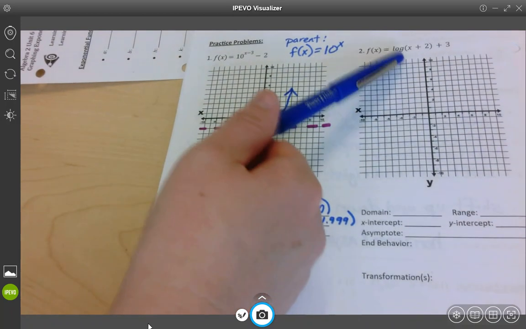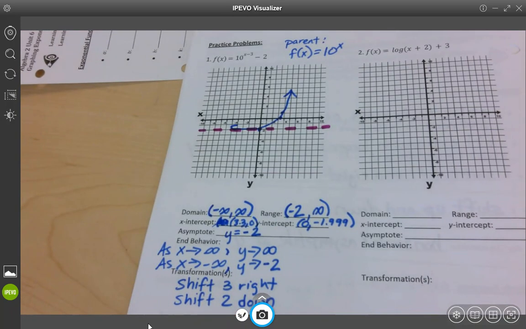Notice it doesn't say what the base is. So if it's just log, that means log base what? 10. But you don't even have to put in log base 10. You can just type the word log and it knows that's log base 10. Okay?